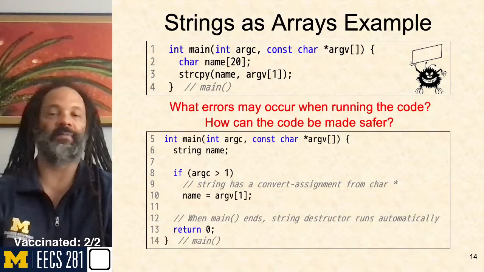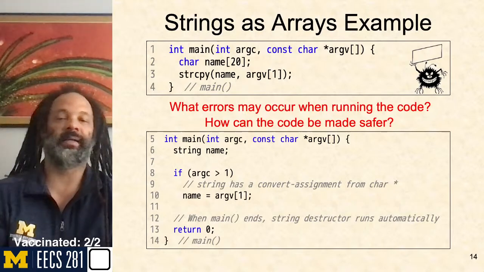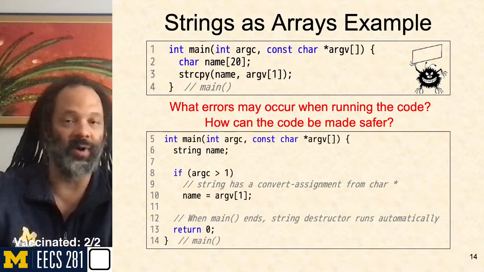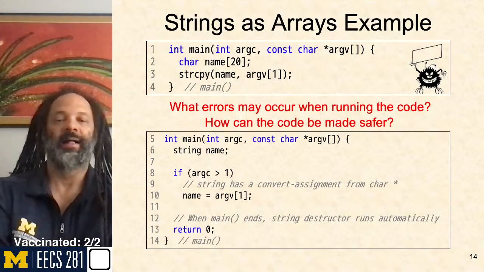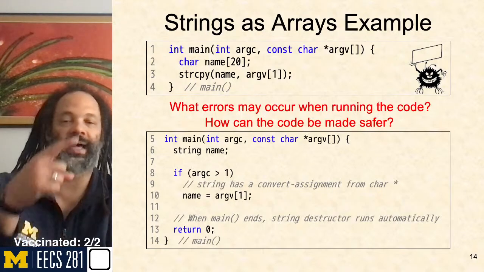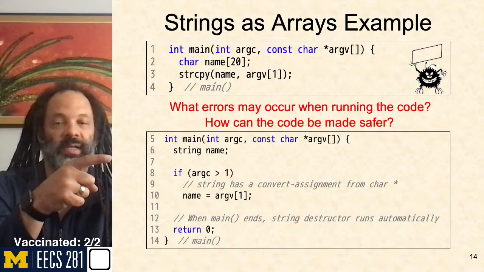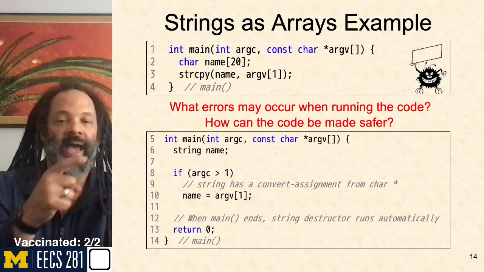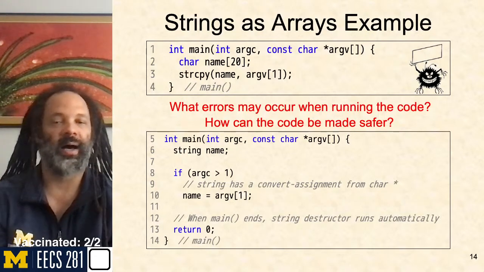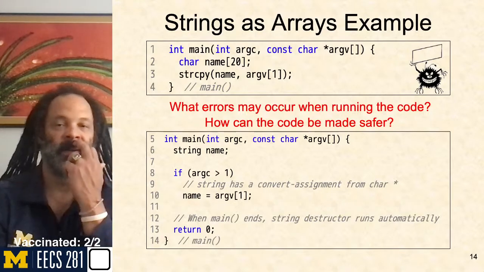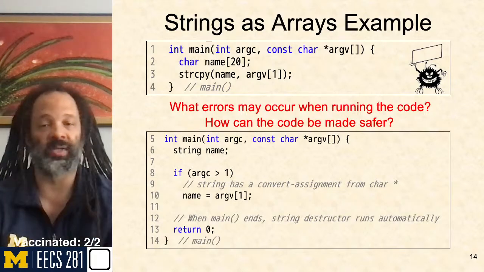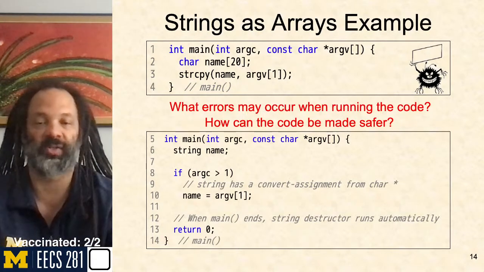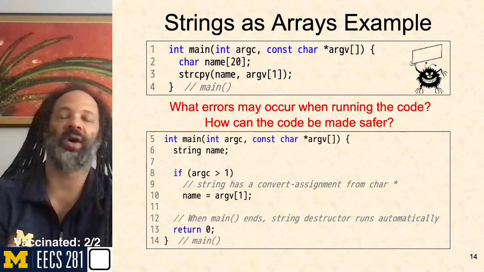I can make this safer with some nice C++ stuff here, right? There's the first test, line 8. If argc is greater than 1, I can even access argv at 1. Then what I'm going to do is take this C++ string, sorry, STL string name, and then I can assign this C pointer to it. And that's an overloaded conversion assignment. So I can assign a C-style pointer to a C++ string, and the C++ string says, oh, I know how to do that.